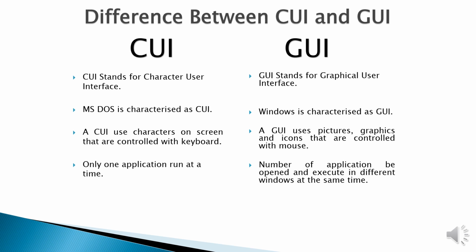In GUI, a number of applications can be opened and executed in different windows at the same time. It means this is a multitasking operating system. What do you mean by multitasking? At the same time, you can open many applications in the computer. In the Windows operating system, we can open many applications at the same time.